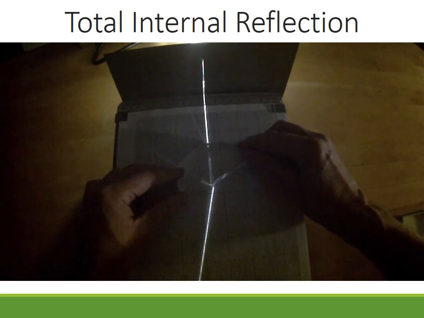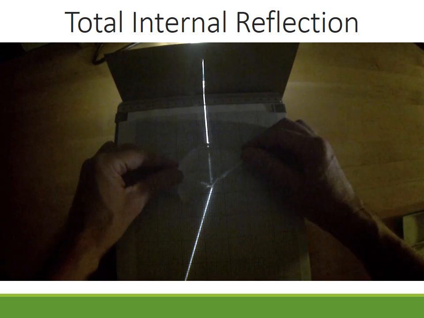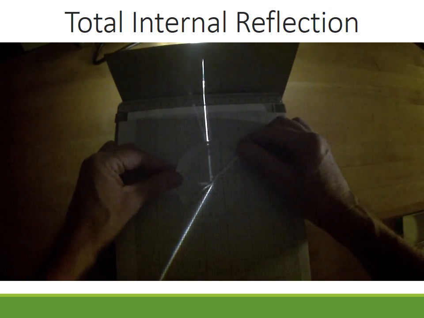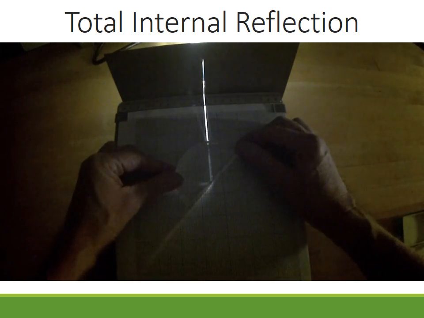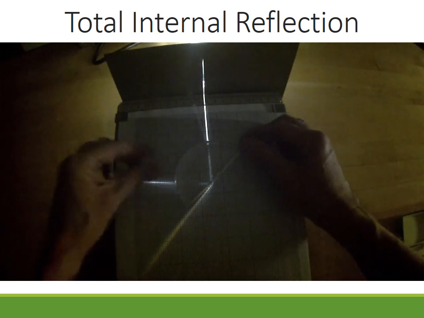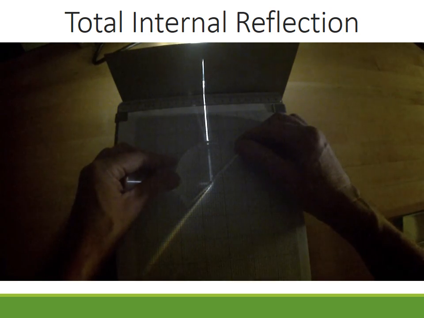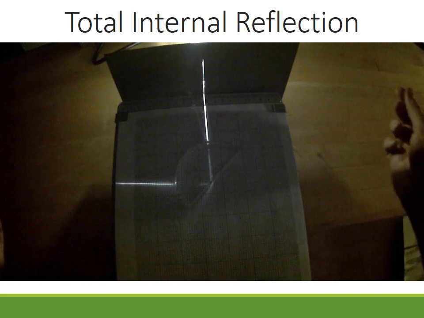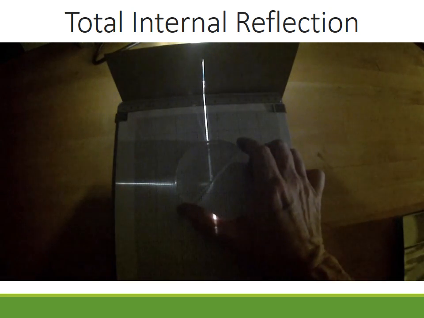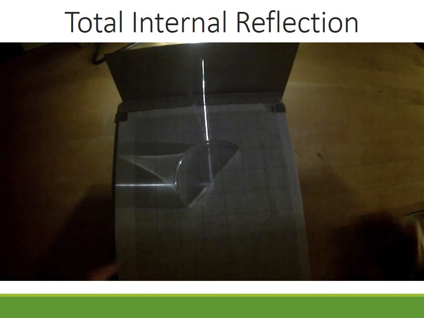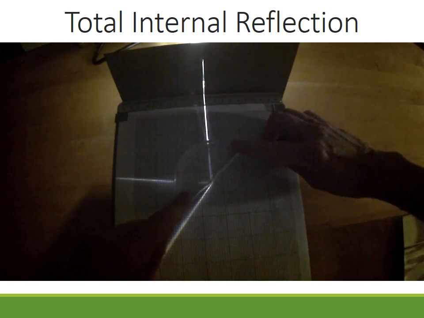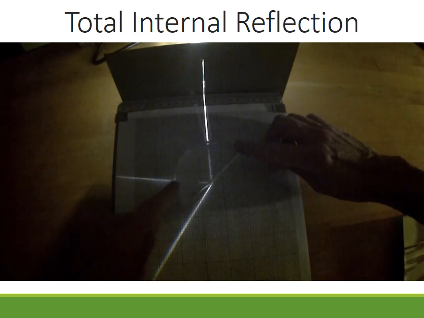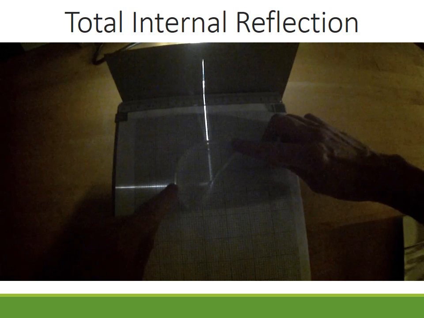So as I rotate the disk, I'm increasing the incident angle. And if I continue doing that, you'll see I now have that critical case there, a 90-degree refraction angle. And just a little bit more, and that's it. No more refraction. All of the light is reflected. Total internal reflection. So there's some refraction, now it's gone. And there you have it, total internal reflection.